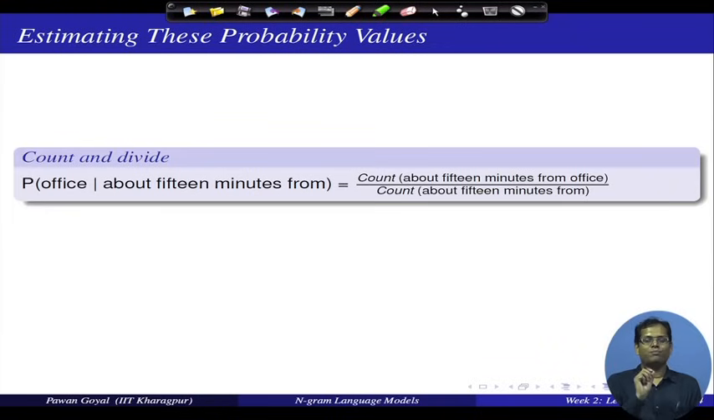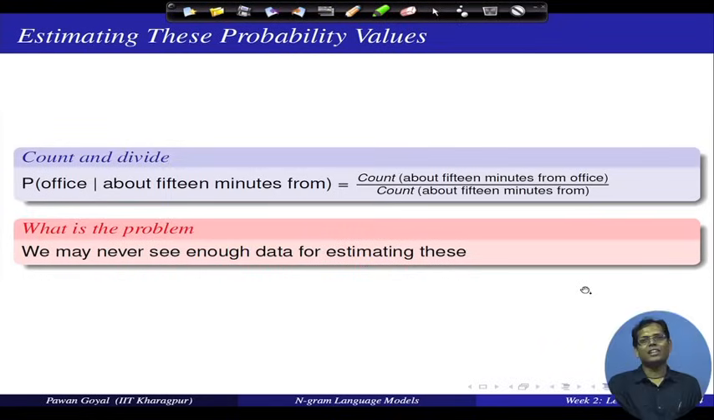Now, what is one particular problem you will face in doing it in this way? You might not have seen a sufficient number of about 15 minutes from in the corpus. Suppose it occurred only once, and it occurred with office. This probability will be 1. But it does not mean that only office can occur after this. And this problem becomes severe as you keep on going to a higher and higher number of words in the conditional. So we will never see enough data for estimating each. I cannot easily estimate the probability of office given about 15 minutes from. That means this will not work as it is, so we will need to do certain simplifications.